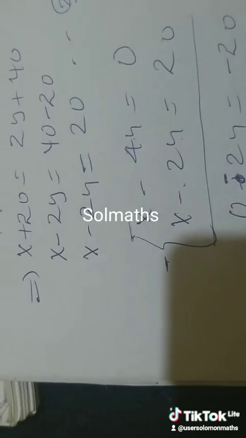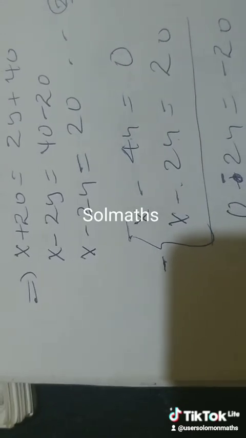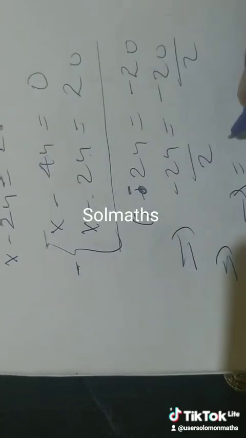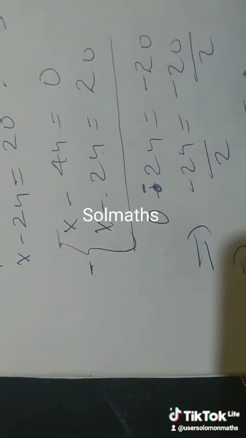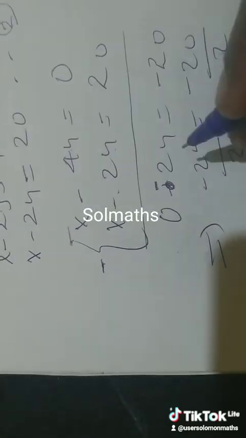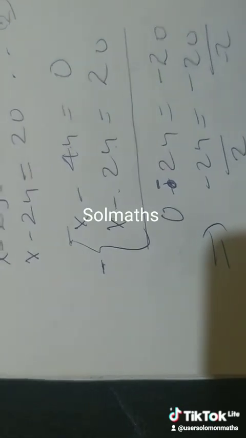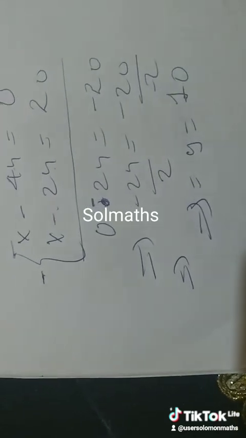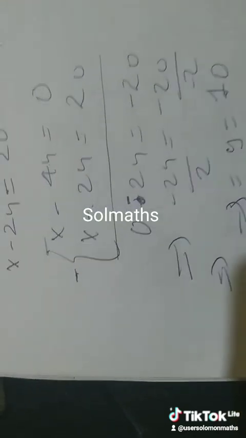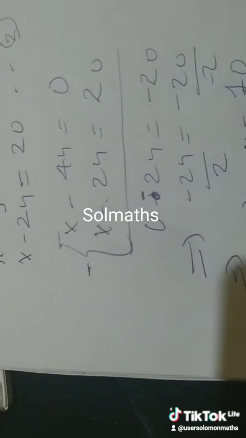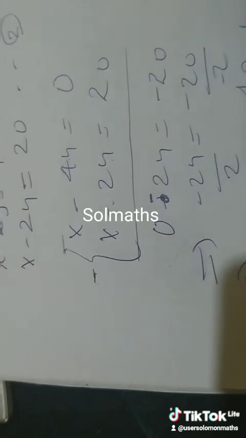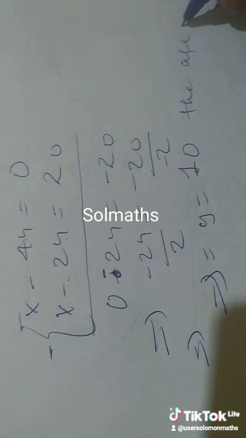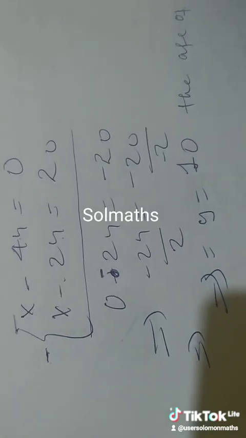This implies, dividing by 2 on both sides, Y is equal to 10, since negative divided by negative is cancelled. Y is equal to 10. That means Y, what is it? The present age of his son. This is the age of his son: 10.